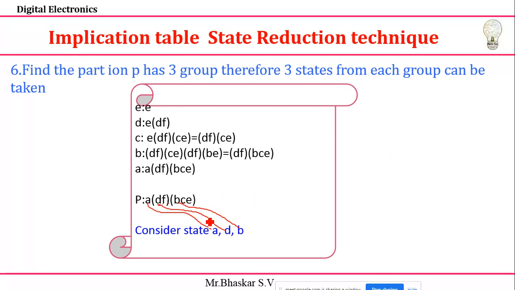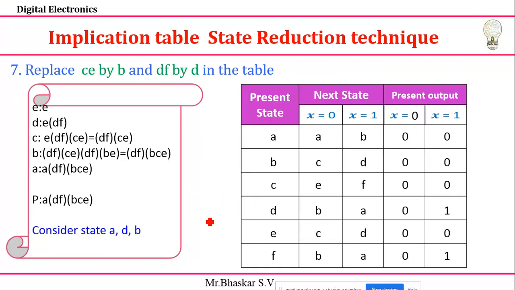How to write it? Before that, the conditions are A, D, B. This is the table you have. Wherever you have C and E, replace it by B. F needs to be replaced by D. You just find out where my C, E, and F are. I told you that C you need to replace by B. First I'll do this process.